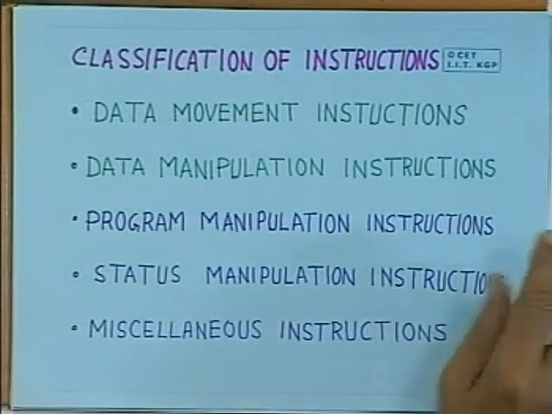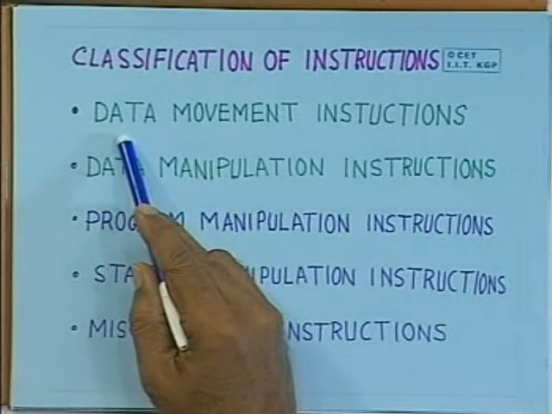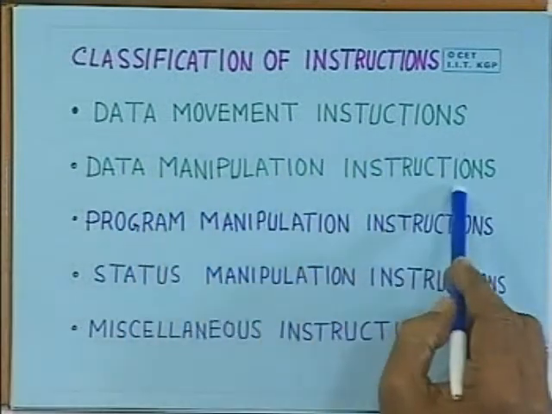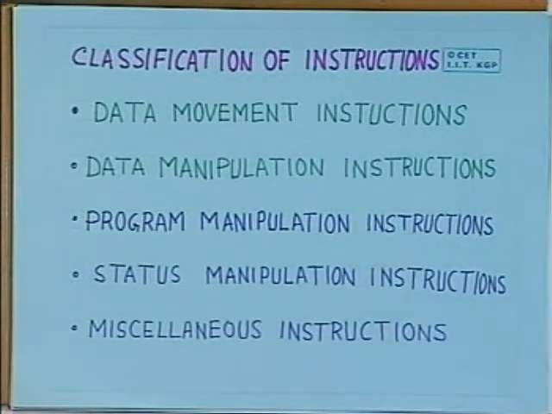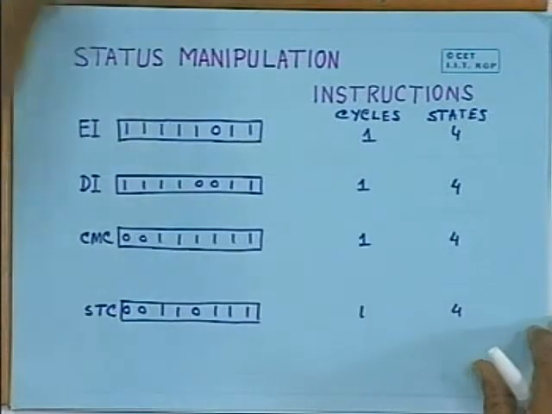Obviously, whenever you execute a status manipulation instruction, there will be no data transfer, no manipulation of data, and no change in the sequence of instruction execution. None of these will happen. None of the actions which we have discussed in the context of data movement, data manipulation and program manipulation will take place, but the status of the processor will change. Let us see how it happens and what the instructions are.